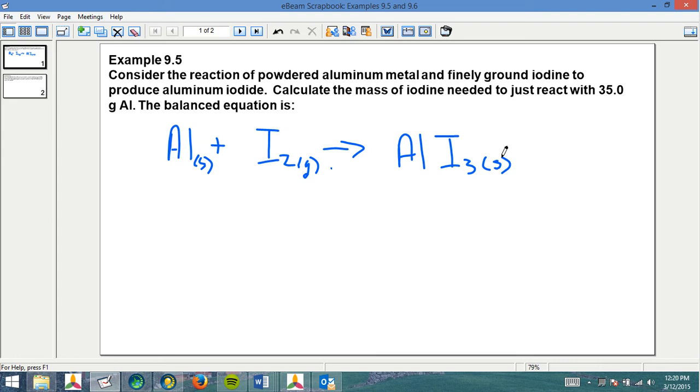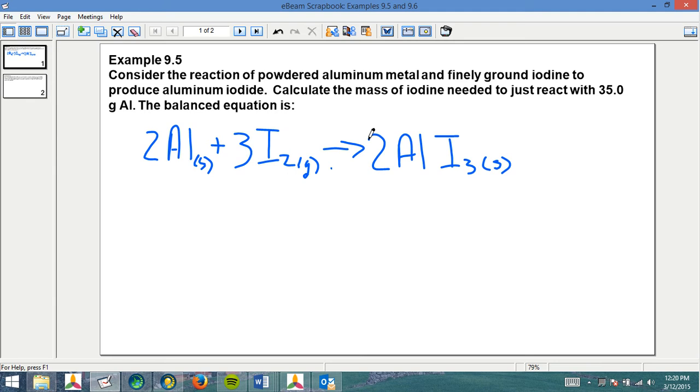Okay, so then the first thing we're going to do is balance this equation. Who can balance the equation for me? Yep, 2, 3, 2. Okay, thank you, Isaac. So we have 2 moles of aluminum plus 3 moles of iodine yields 2 moles of aluminum iodide. Good.